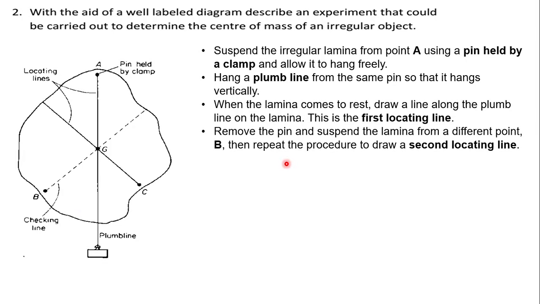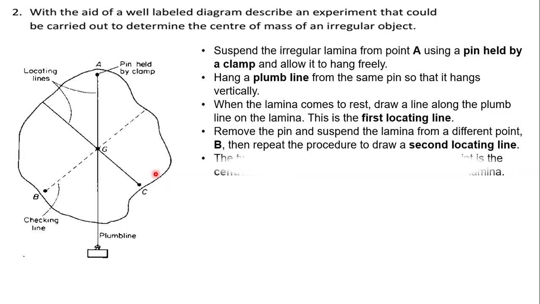So remember the pin, remove the pin and suspend the lamina from a different point. So you rotate this, bring point B there, do the same, repeat the procedure to draw a second locating line. You also do the same with point C. So bring point C there. So you're going to have 3 lines altogether.